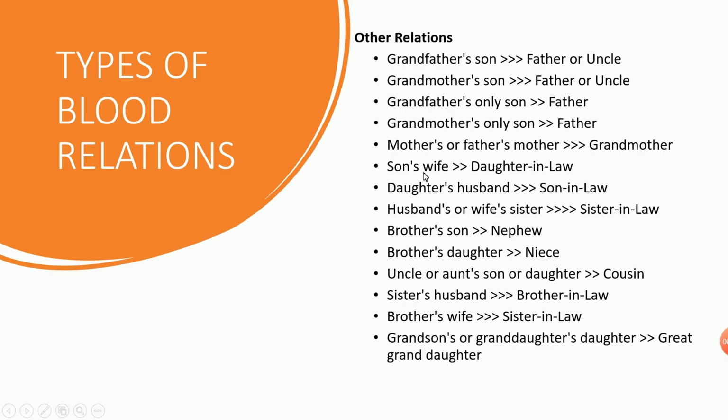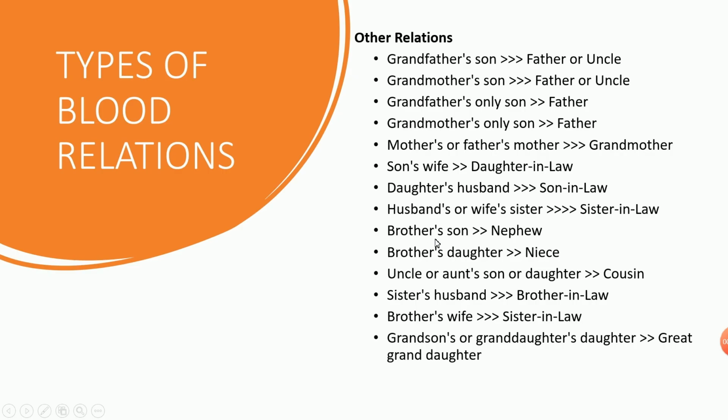Son's wife, பையனோட மனைவி, so that is daughter in law. Daughter's husband, son in law. Husband's or wife's sister, that is sister in law. Brother's son, இந்த இடத்துல பாத்தீங்கன்னா நம்மளுக்கு வந்து நம்ம பெரியப்பா சித்தப்பா யாரா இருந்தாலும் நம்மள அவங்க புள்ளன்னு தான் சொல்லுவாங்க. That is my son, my daughter. When they are questioned about the exact details, then only they will say my brother's son or my sister's son, like that.